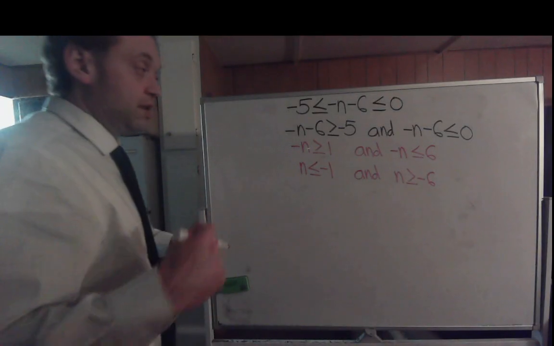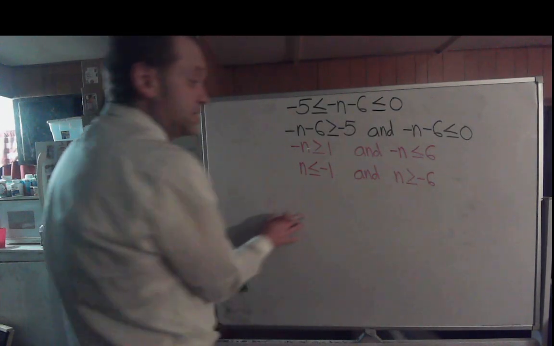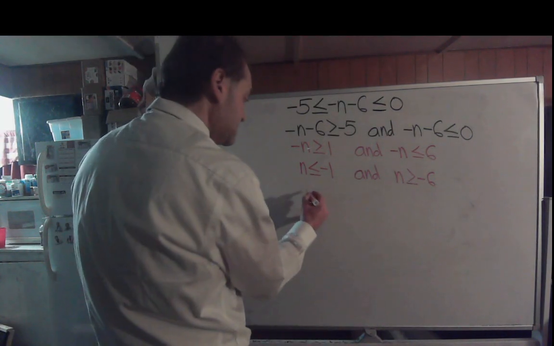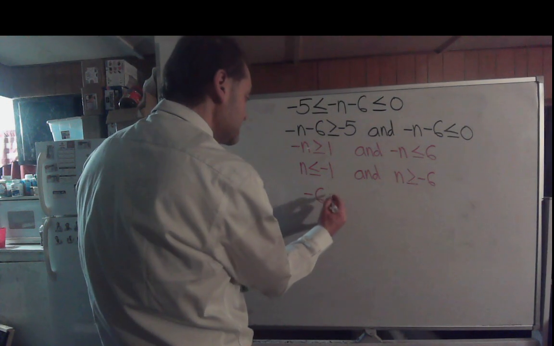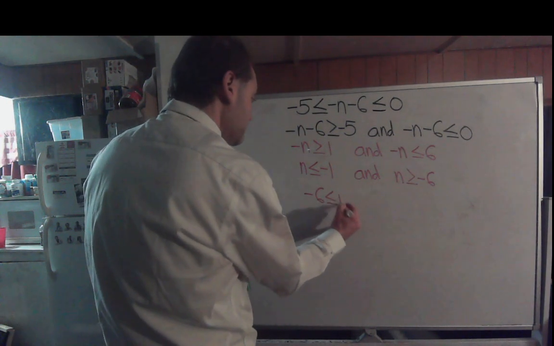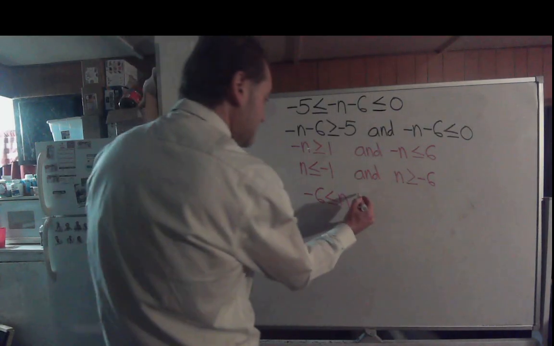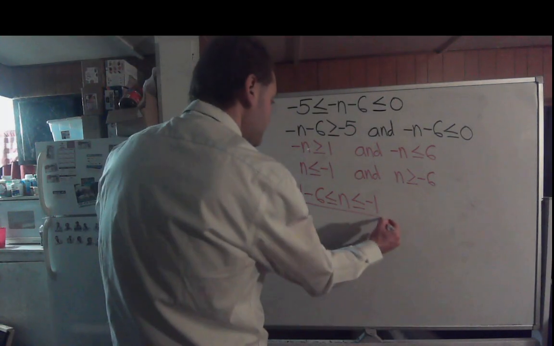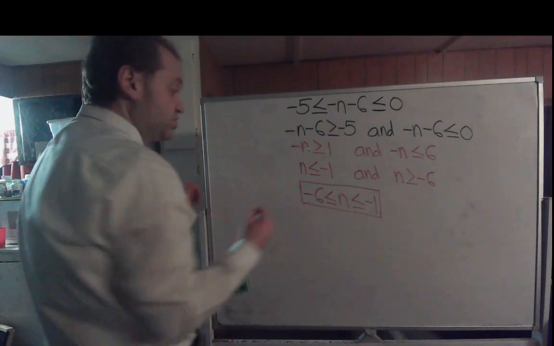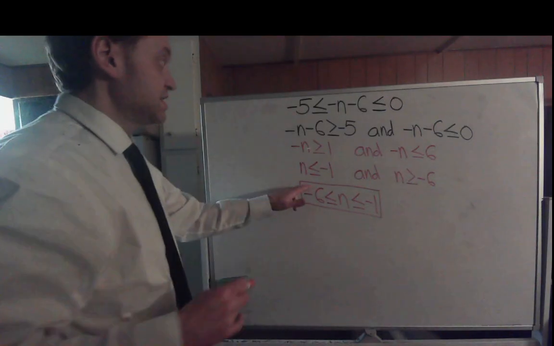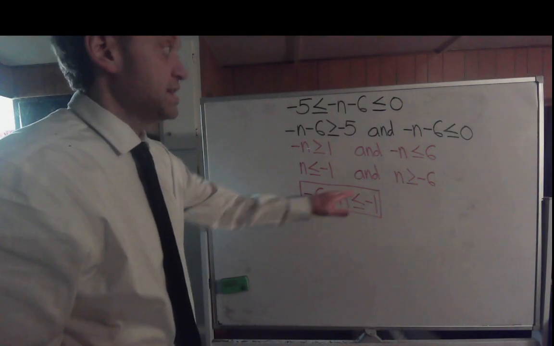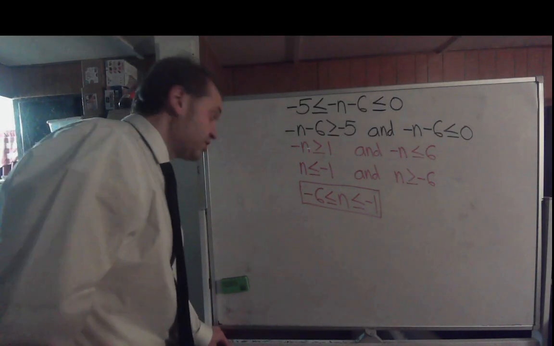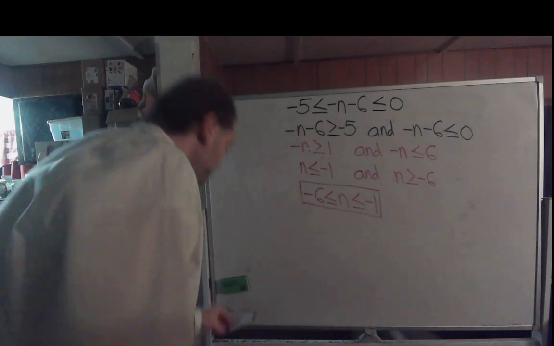Which means now, we can write this as one statement. So if n is greater than or equal to negative 6, that means that negative 6 is less than or equal to n, and then you have that n is less than or equal to negative 1. So your solution would be that negative 6 is less than or equal to n, which is less than or equal to negative 1. Now we can graph this on a number line.